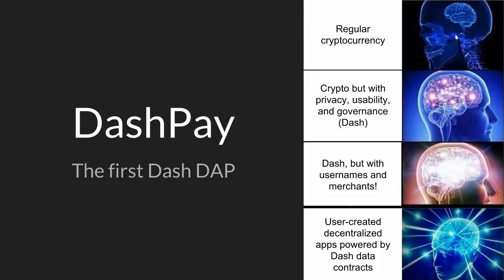So we have Dash. Dash is more than just a regular cryptocurrency. It is a crypto that has privacy, usability, governance. And a while back, we started thinking about evolution. And we said, well, wouldn't it be great if Dash had usernames and merchants? That's pretty great, but there's a step that's better than that, which is what we're aiming for with this evolution release. And that is user-created, decentralized apps that are powered by Dash data contracts. So we'll get into what all the parts of that mean.